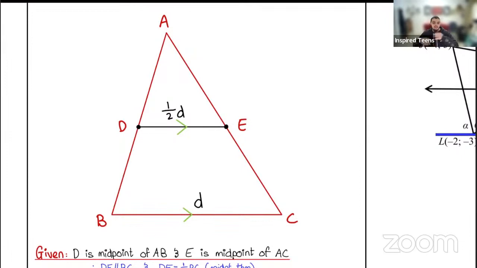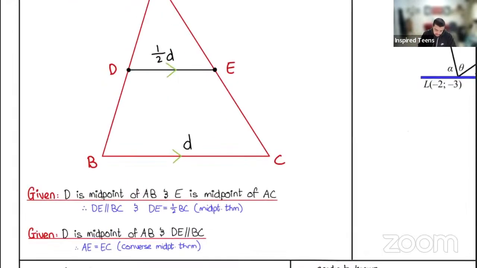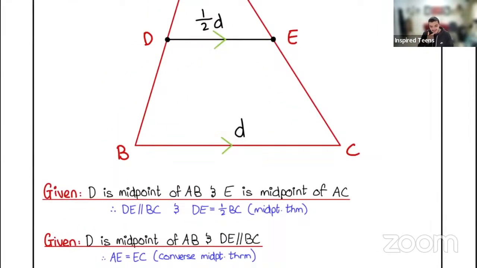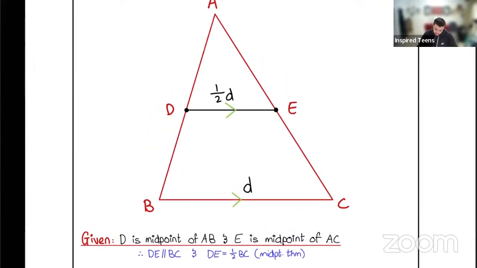For example, if the line that joins the midpoints is half D, then the bottom third side of the triangle is double that, which is D. I hope that makes sense again. Let's look at the two different versions of it that we need to understand. There's a converse and there's a regular way, as there is with so many things.